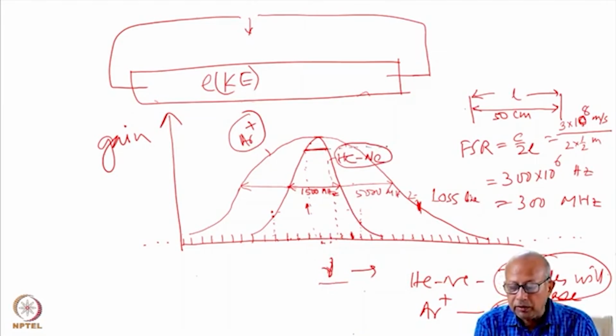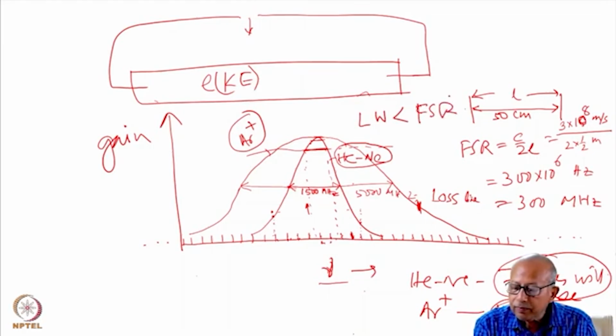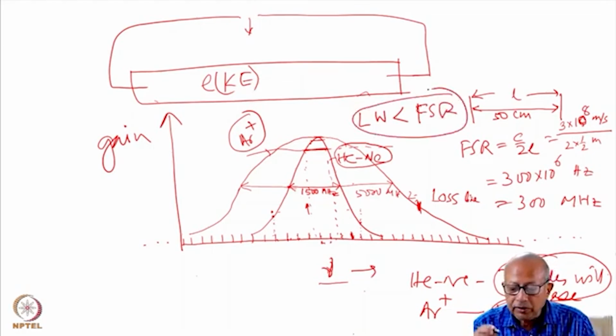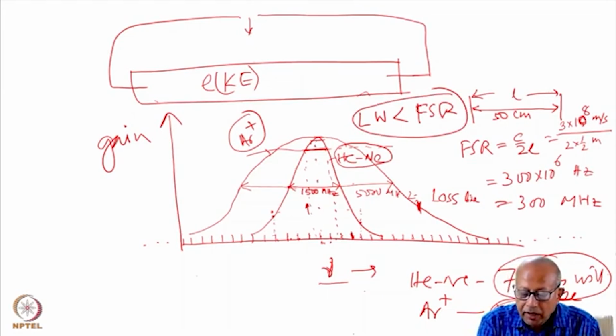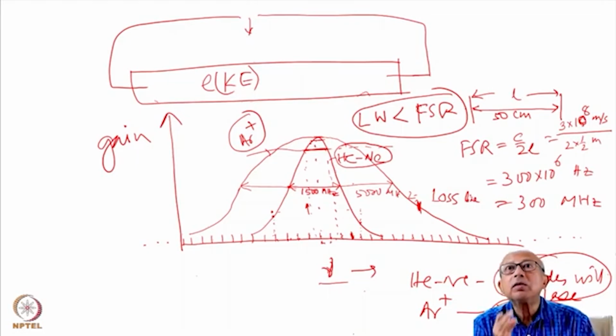This is now the loss line. So now lasing will be on 2 modes. If you push it further up, say we take the loss line here, you can now see that the lasing window becomes less than the free spectral range. Under this condition, only one mode, that is this mode, will have gain exceeding loss. So it will be a single mode laser, and it will be highly monochromatic. Its emission width also will be very, very small.